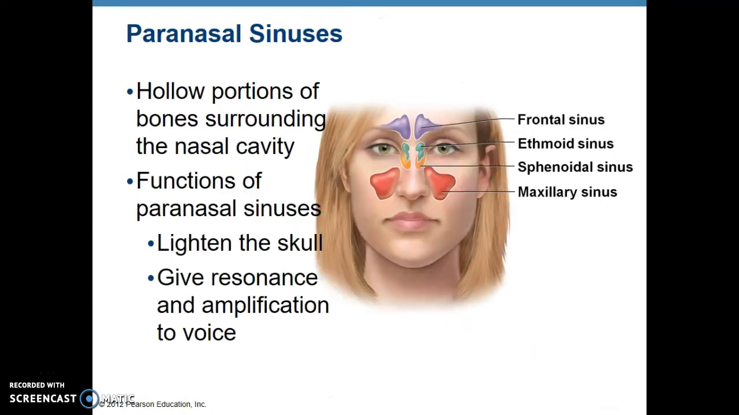One interesting thing about the skull is that there actually are what we call paranasal sinuses. These are hollow portions of bones surrounding the nasal cavity. They're really great for lightening the skull, but also really important for resonance and amplification of the voice. So that's a really big thing. These are highlighting where those sinuses are. When you get a sinus infection, that's because you have some type of infection in that cavity.